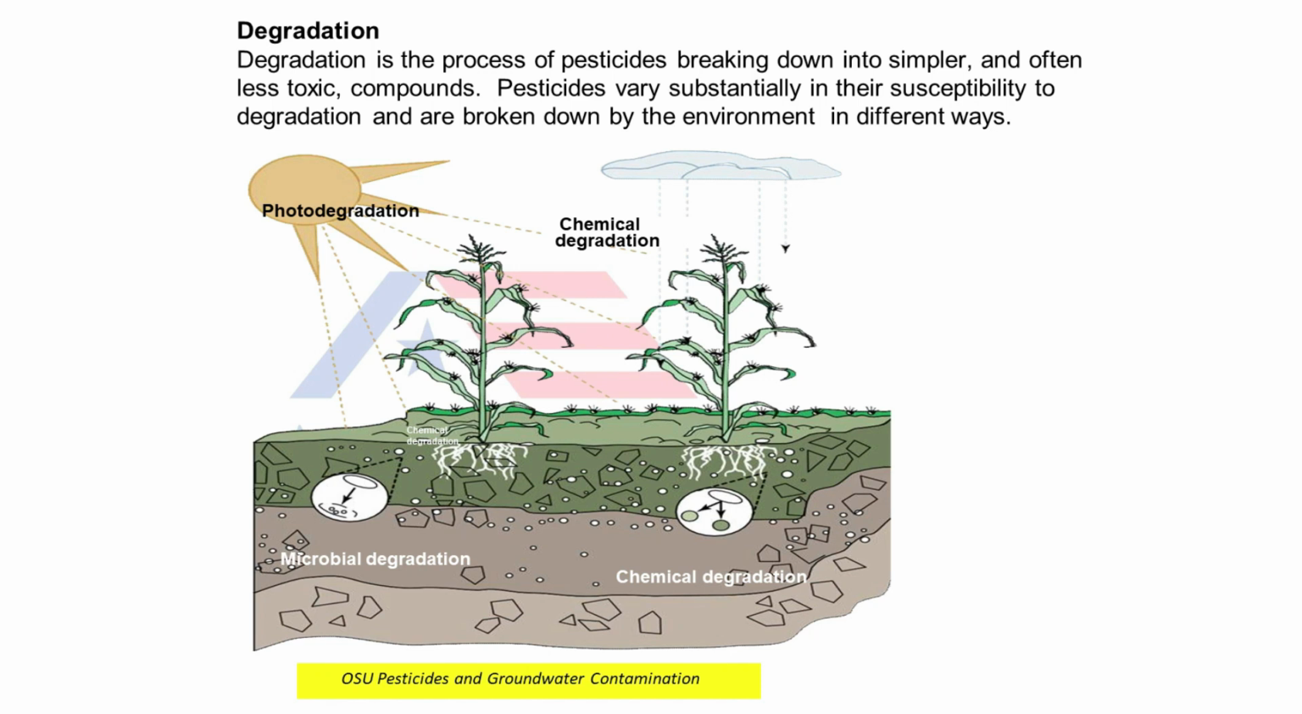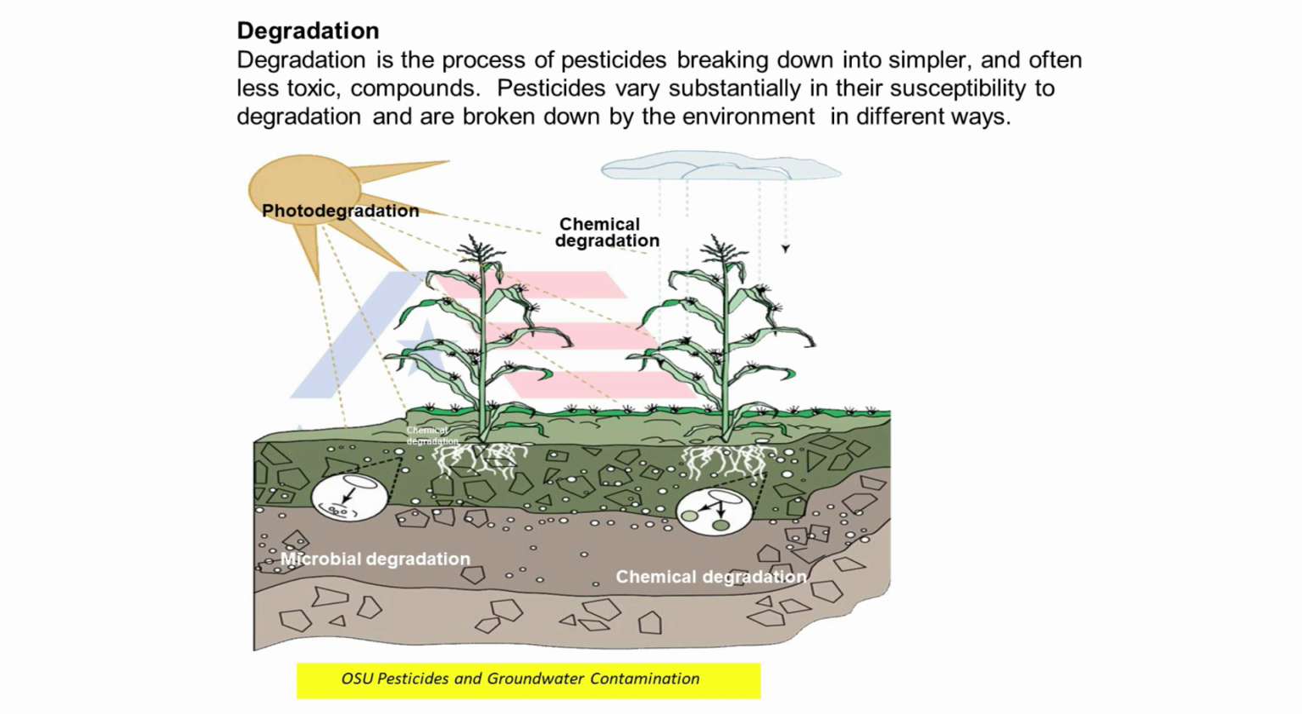Degradation. Degradation is the process of pesticides breaking down into simpler and often less toxic compounds. Pesticides vary substantially in their susceptibility to degradation and are broken down by the environment in different ways. As you can imagine, photodegradation happens when the sun shines on a product. Those UV rays are going to break down the product.